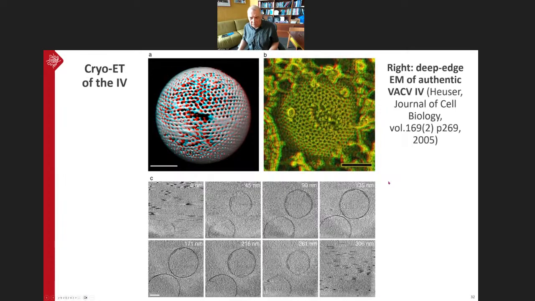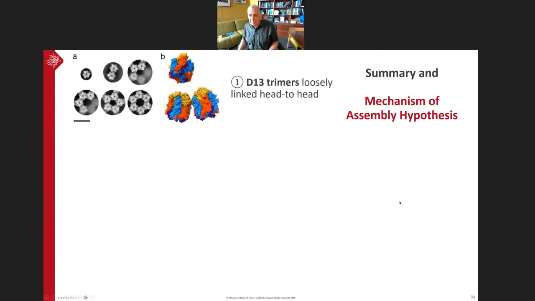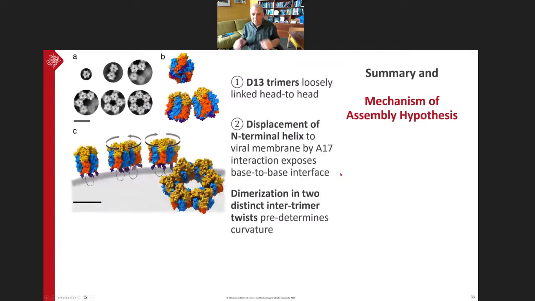that is published before. So we are confident that this assembly is correct. Now, to summarize, our assembly hypothesis goes like this: at first we have the D13 trimers that are loosely linked. It depends on the ionic strength in the buffer. Low ionic strength causes aggregation. There are different numbers of trimers that can form and come together.